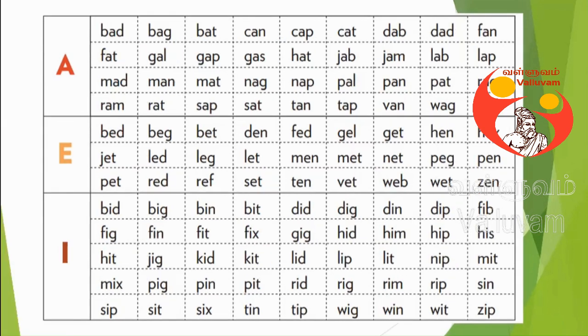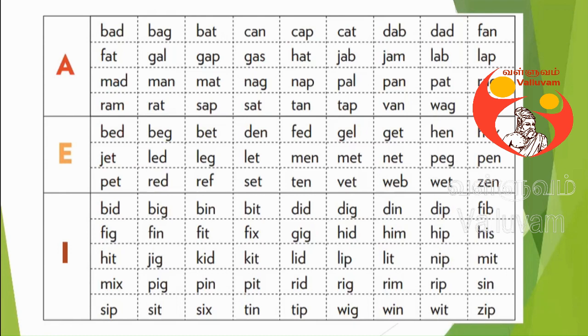Maybe this word N A P, can you sound it out? Nap. Good. This is P A L. Pal. Good. P-A-N? Pan. P-A-T? Pat. Good. And either R-A-G? Rag. Good. Thank you, Sakishna.